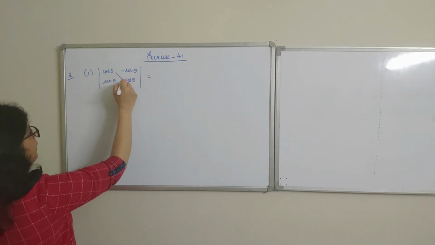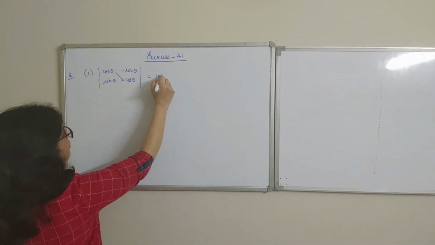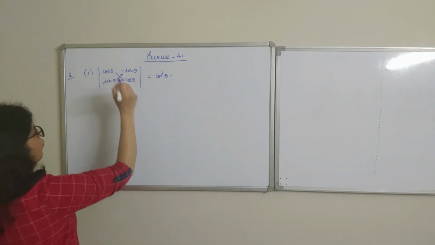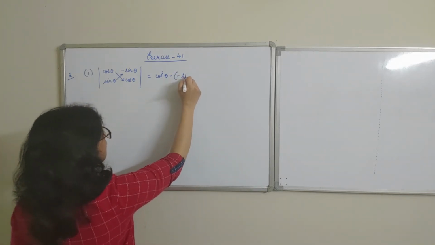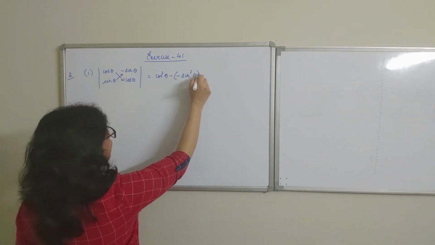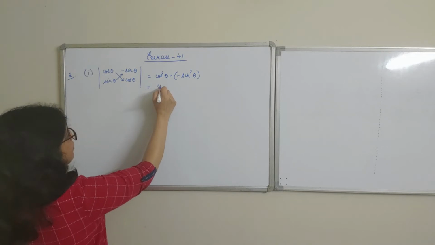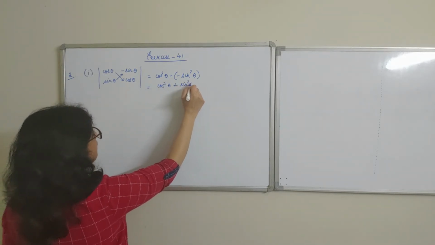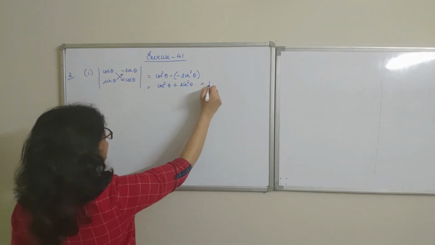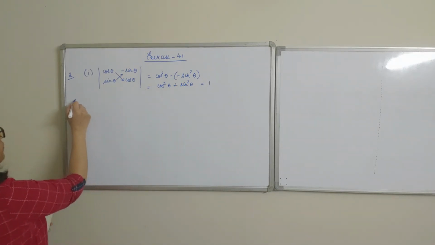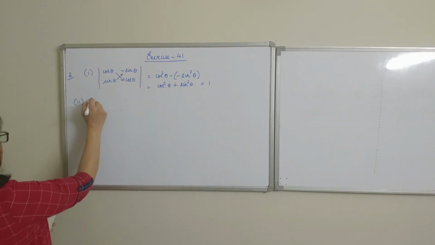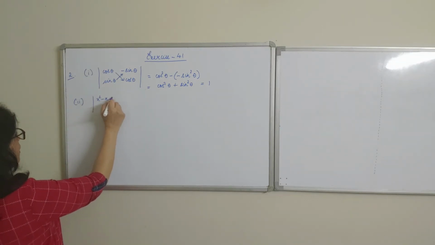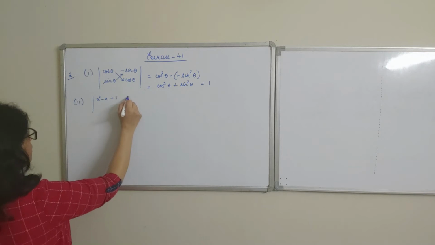So multiplying diagonal elements, cos square theta, minus the product of off diagonal elements, minus sine square theta, and using basic identities of trigonometry, we know the result is 1. The second part of this question, expressions are given of this kind.